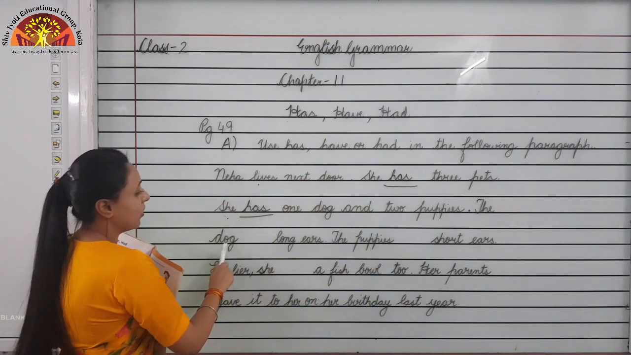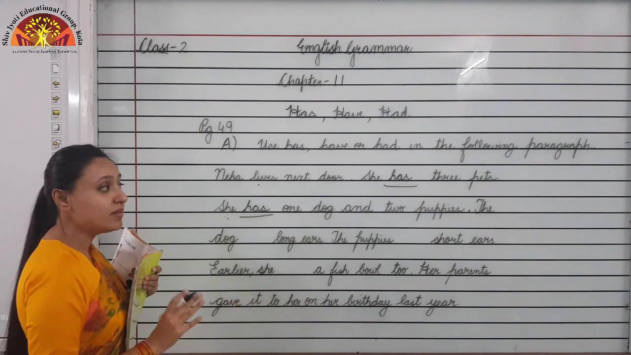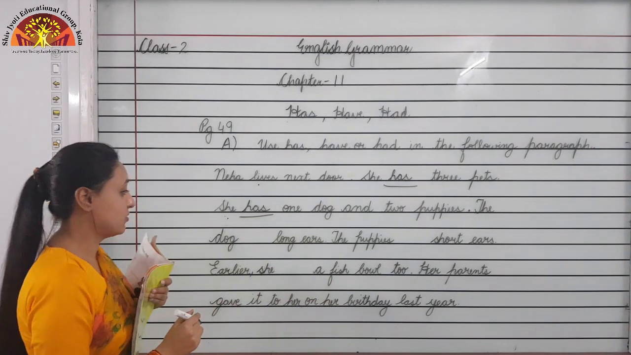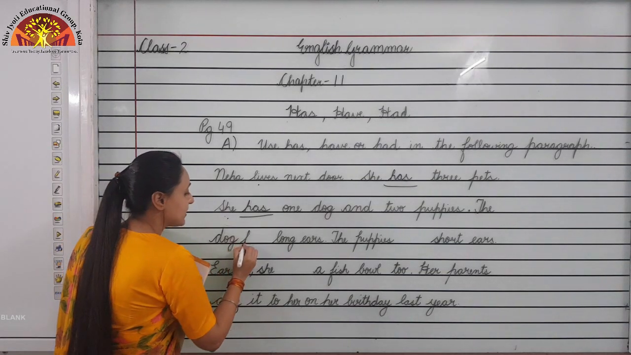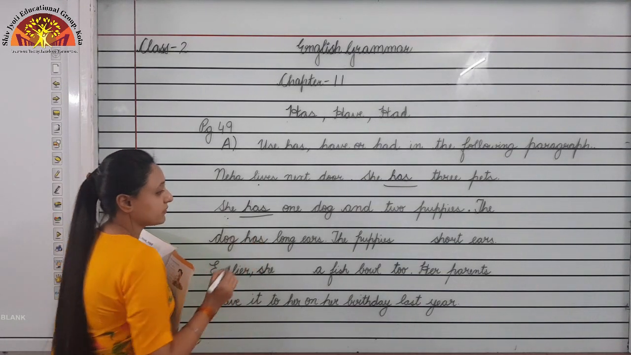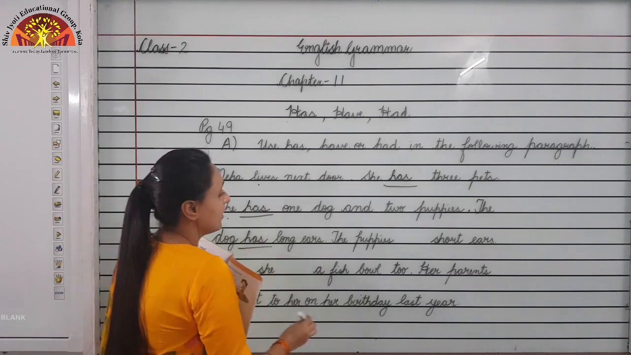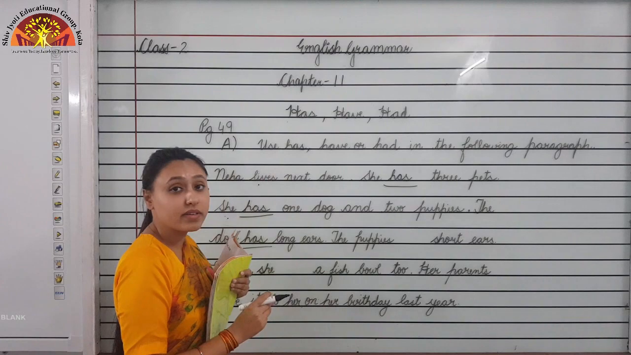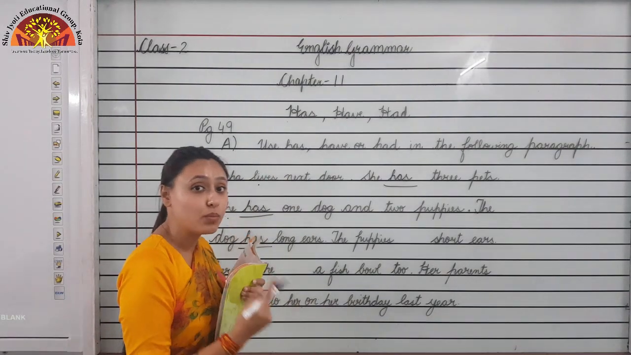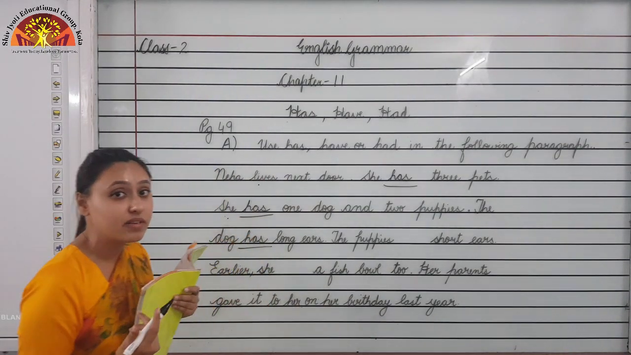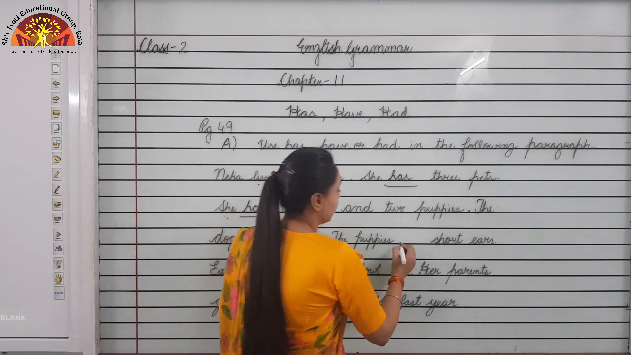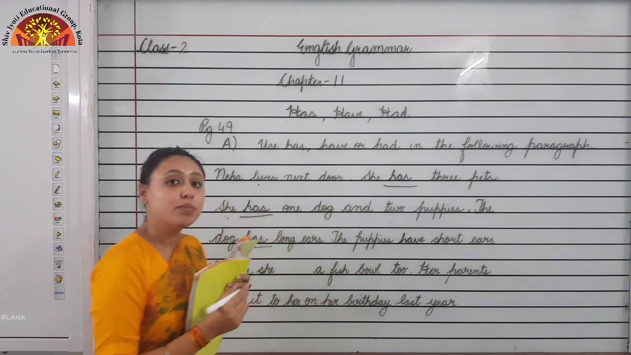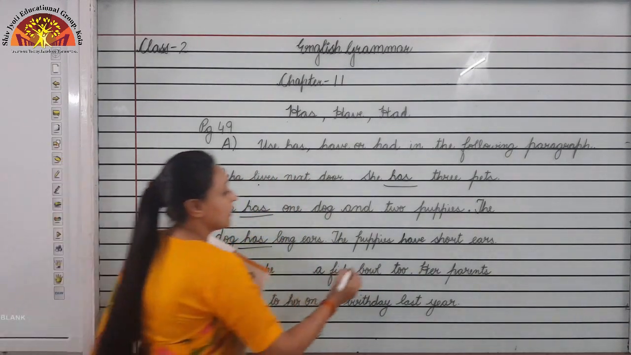The dog dash long ears. So here we are explaining about dog, one naming word. So what will come here? Has will come here. Okay. The puppies dash short ears. Here we are talking about puppies, more than one naming word. So what will come here? Have will come here. Okay. Because we have learned that we use have with plural nouns. Okay.